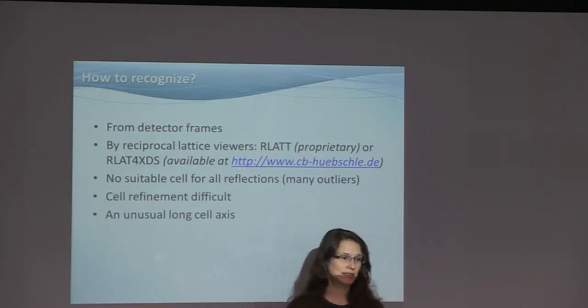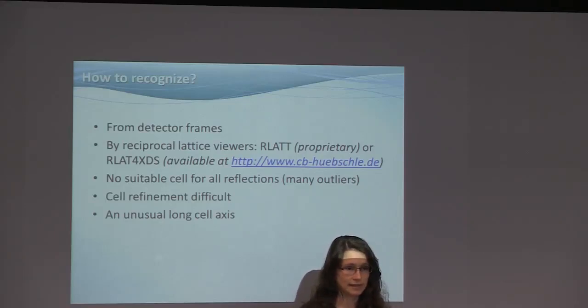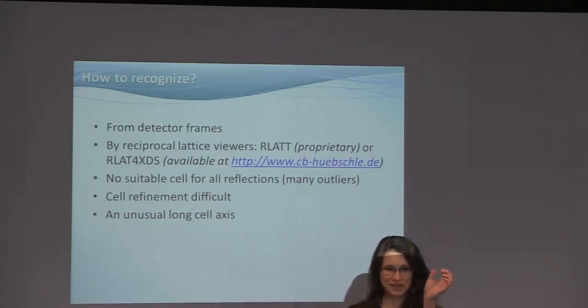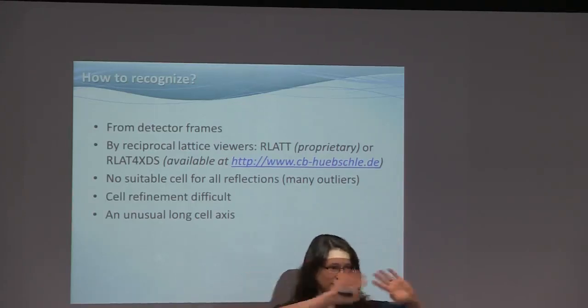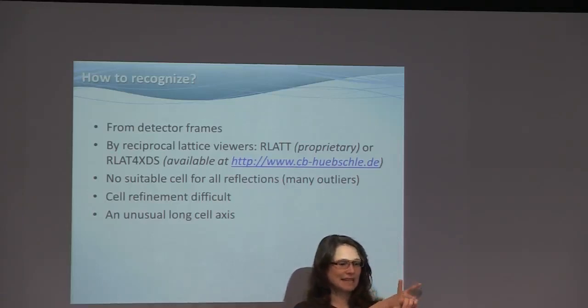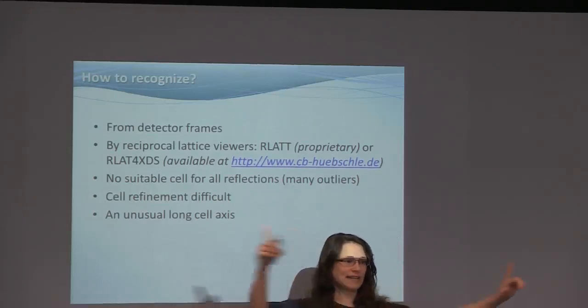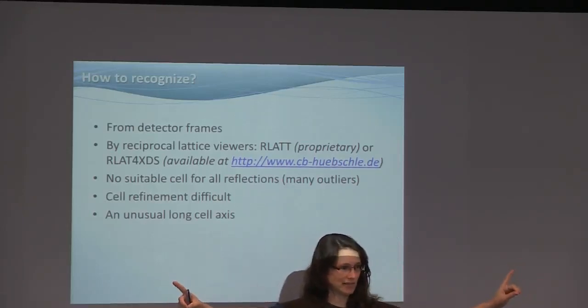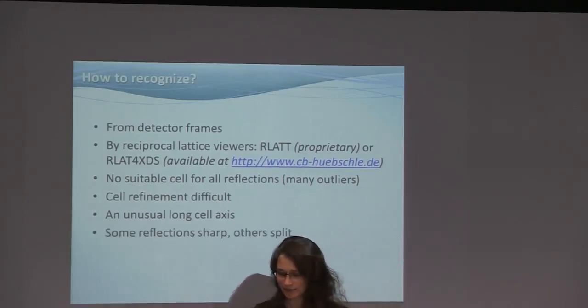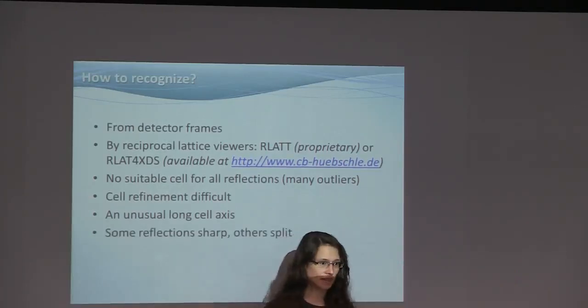So why do you get an unusually long cell axis? Any ideas? Yeah, because you can index more reflections, because also they're closer. So because you've got two overlapping lattices, you can make axes which are very short, resulting in very long axes in real space. Some reflections are sharp, other reflections are split.